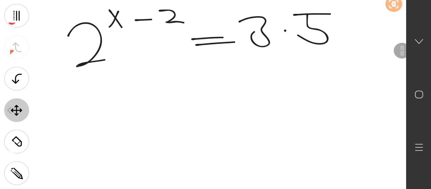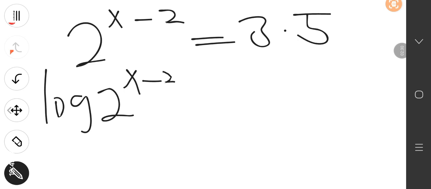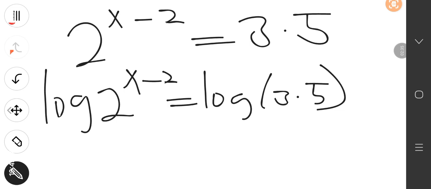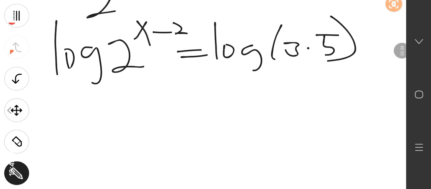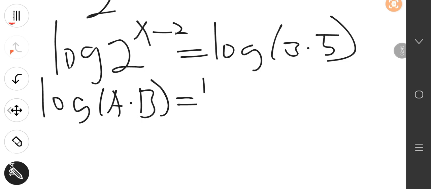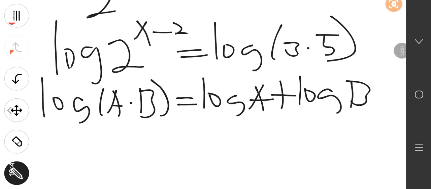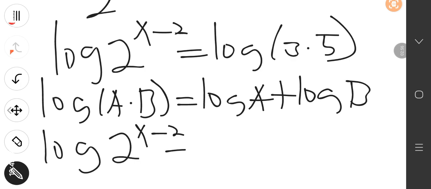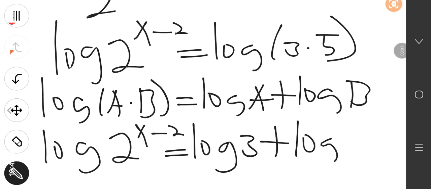Alright, so let's apply logarithm here. So we say log 2^(x-2) = log (3 times 5). Now let's apply the product law of logarithm at the right side of the equation. So log (a times b) = log a + log b. So you're going to have log 2^(x-2) = log 3 + log 5.